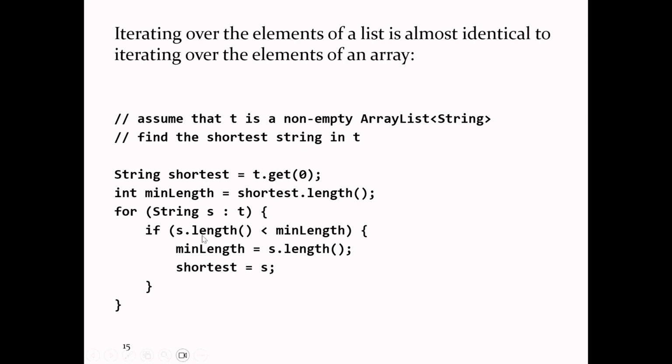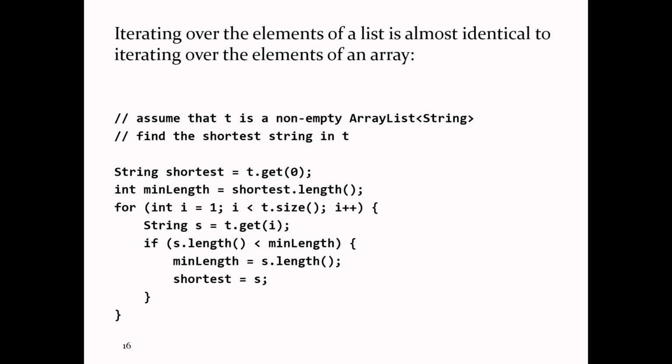and look at its length. So if the length of S is less than the current minimum length, I now have a new shortest string. So min length is now equal to the length of S, and the shortest string is now S. When you get to the end of the loop, the shortest string will be a reference to the shortest string in the list. So you can write a for each loop to iterate over the elements of a list.